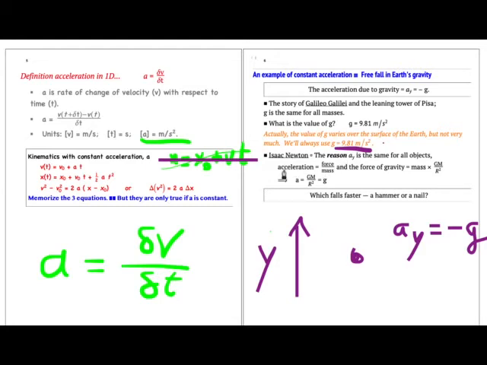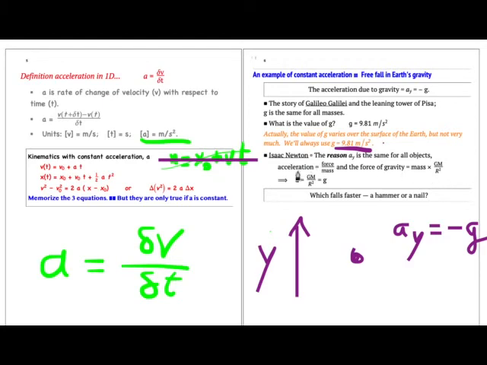And Newton showed acceleration is force divided by mass. That's one of Newton's laws of motion. And the force of gravity is the mass times GM over r squared, where G is a universal constant, M is the mass of the Earth, and r is the radius of the Earth. That's Newton's theory of gravity.